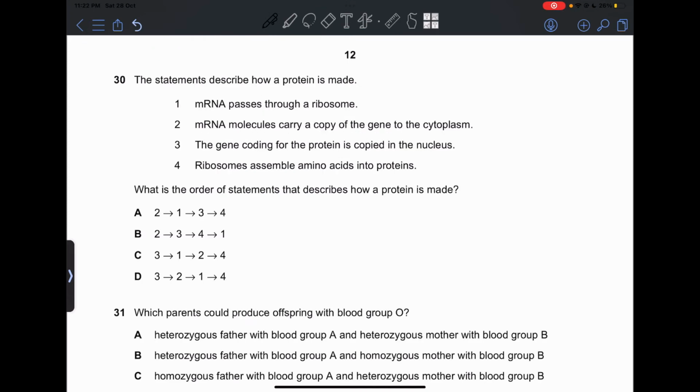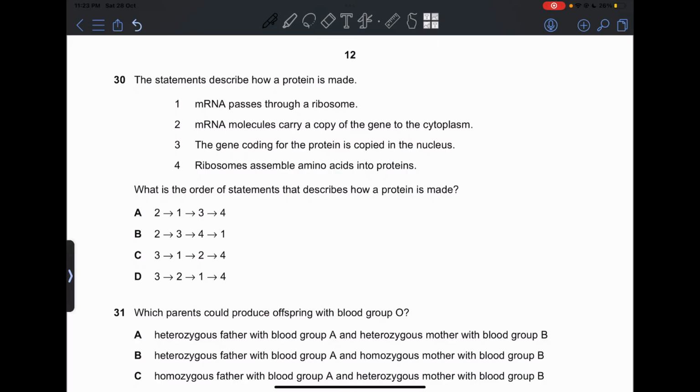30. The statements describe how a protein is made. 1 says mRNA passes through a ribosome. 2 says mRNA molecules carry a copy of the gene to the cytoplasm. 3 says the gene coding for the protein is copied in the nucleus. 4 says the ribosomes assemble amino acids into proteins.